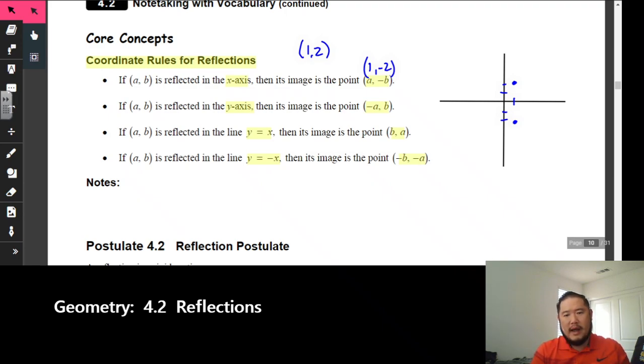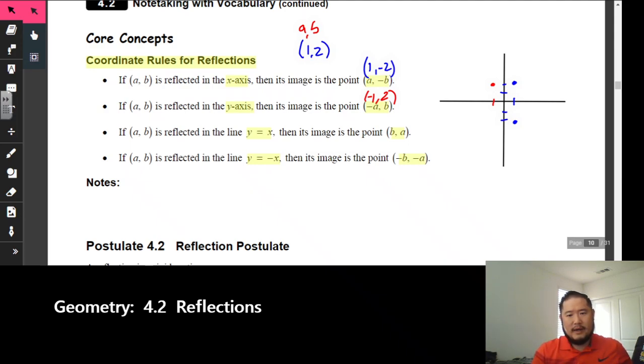If we go right here, y-axis reflection, then they're saying that I'm going to take whatever my original value was. Remember, we have A and B, and we're going to take the opposite of A, so we have negative 1, comma, 2. That right there would represent our y-axis reflection. Negative 1, comma, 2 up here, and that would be our y-axis reflection. You can see it: 1 unit to the left, 1 unit to the right of the y-axis.